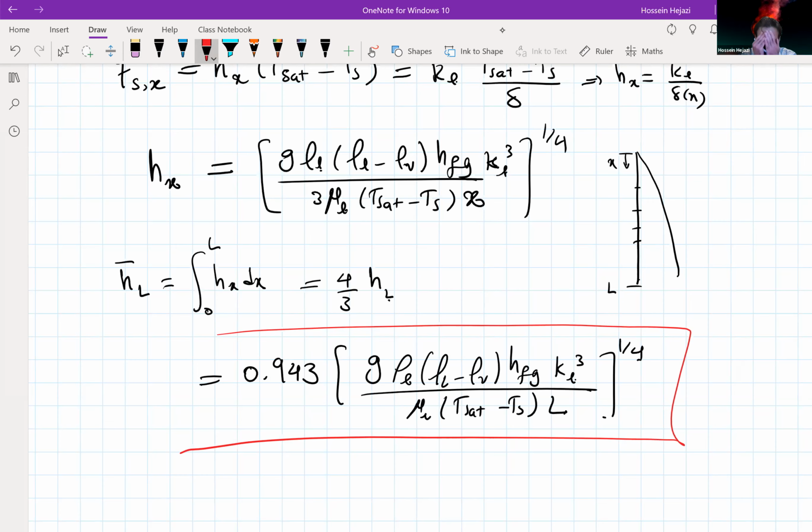In the laminar regime, which is where we had the Reynolds number less than 30. So remember that in the laminar regime, the Reynolds number is going to be less than 30 for this vertical plate, with the assumptions that Nusselt was making to do the analysis.